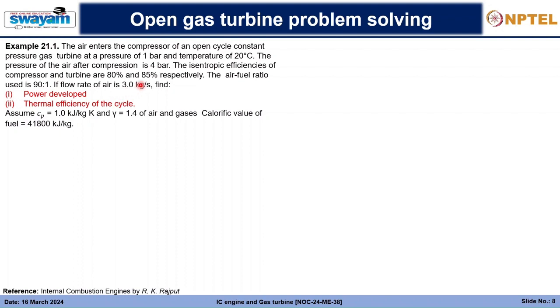If the flow rate of air is 3 kg per second, we need to find the power developed and thermal efficiency of the cycle. We have to assume Cp of air to be 1 kilojoule per kg Kelvin, and gamma of the air is 1.4, and that is the same for the gas. Also the calorific value of fuel is 41800 kilojoule per kg. So let us understand this question. Let us take 1 minute, and after that I will solve this question.